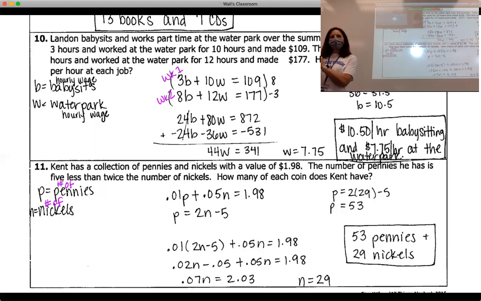There's a whole other page of application questions. We're not going to do that one. You're welcome.